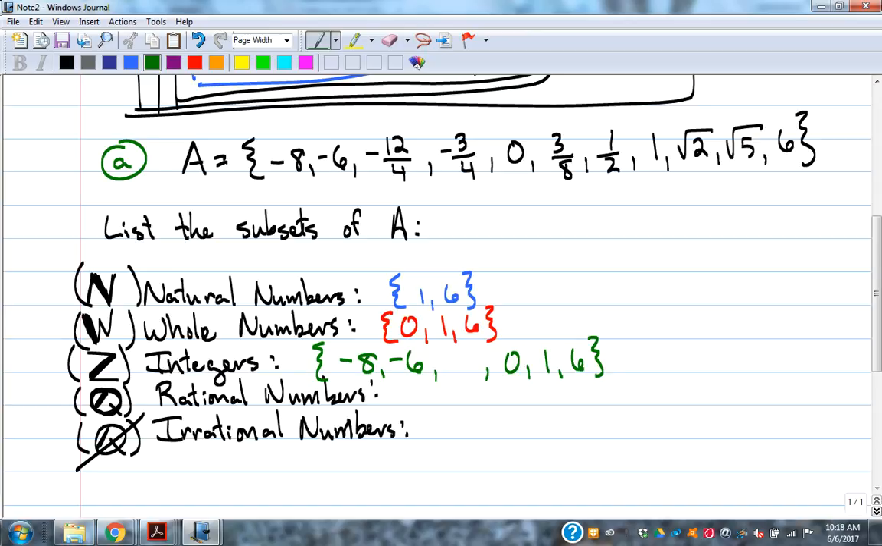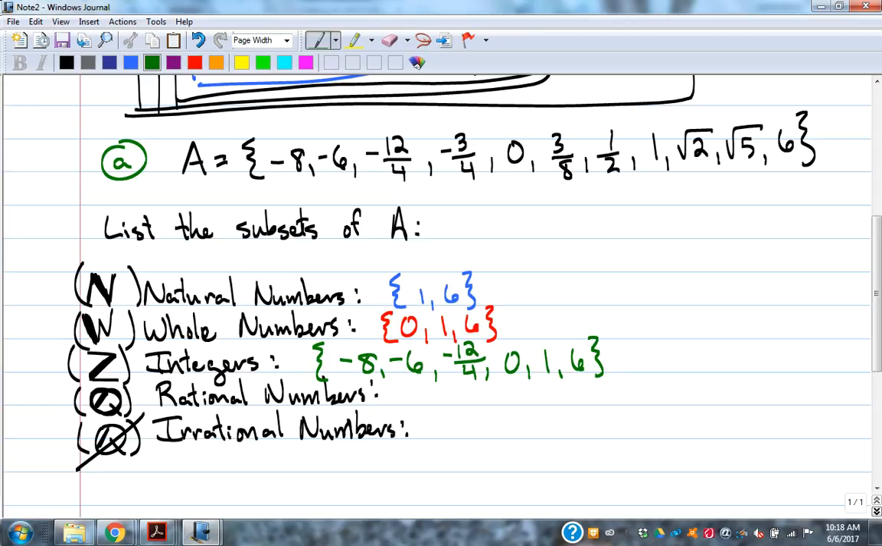I threw that in there because it's kind of underhanded and a little bit sneaky, but they do that. They're going to put some numbers in there that could be simplified to make them fit into different categories. So that -12/4 is technically an integer if you reduce it. Okay, so look for those sort of things.